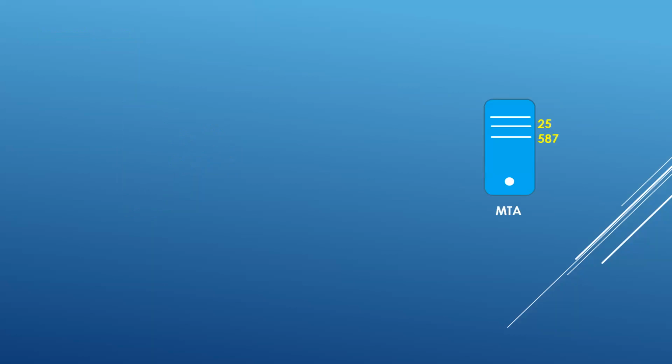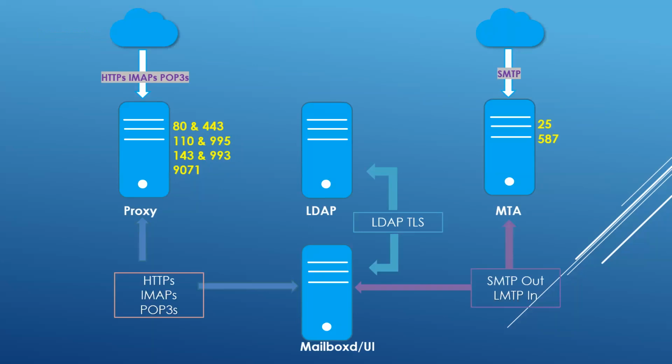On MTA, we have to open 25 and 587. 25 is to receive incoming emails and 587 is to submit a message over TLS. And this is the complete architecture along with the external ports on the respective servers. On proxy, we have to open 80 and 443, 110, 995, 143, 993, and 9071. On MTA, we have to open 25 and 587.